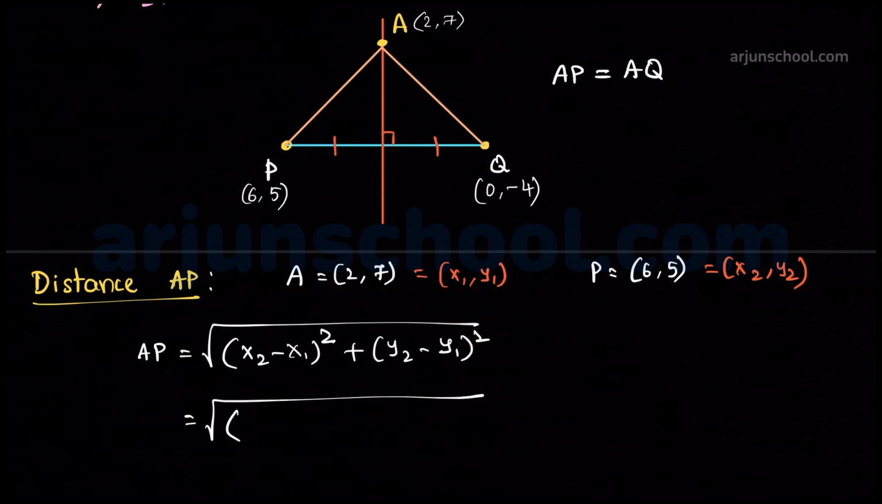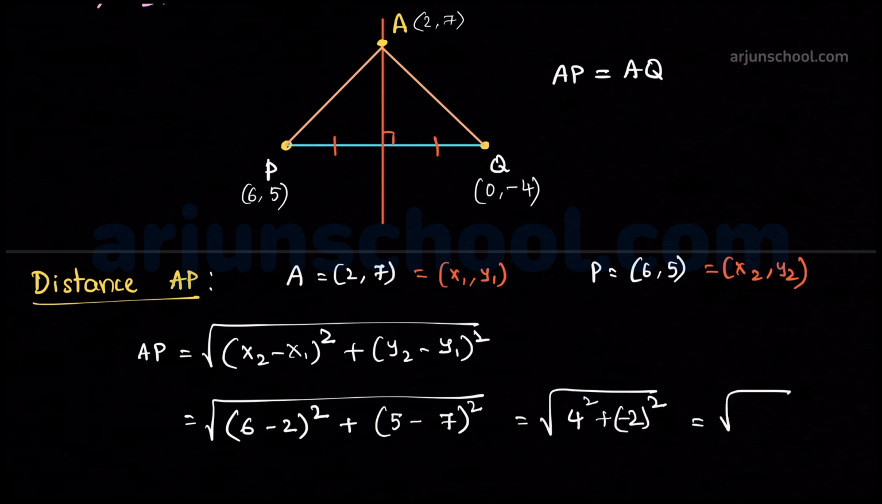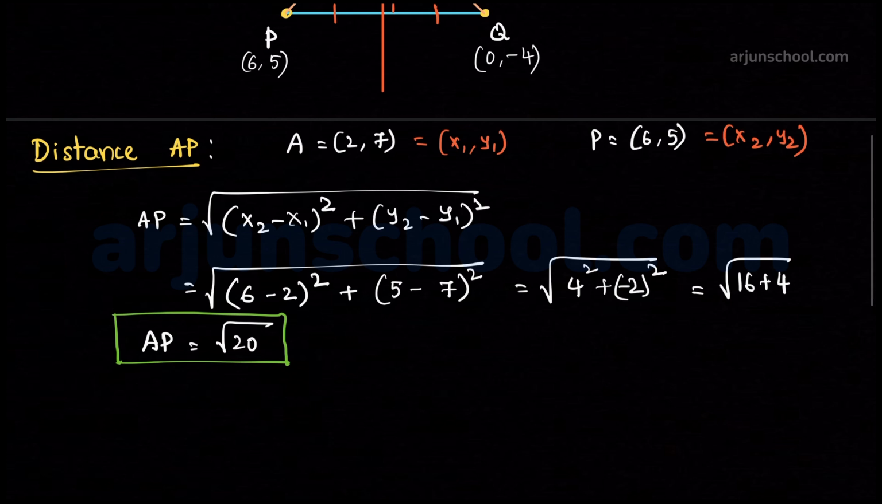Root over (x2 is 6 minus x1 is 2) whole square plus (y2 is 5 minus y1 is 7) whole square, equal to root over (6 minus 2 is 4) square plus (5 minus 7 is minus 2) whole square, which is equal to root over 4 square is 16 plus (minus 2) whole square is 4, which is equal to root over 20. Therefore, the distance from A to P is root 20.